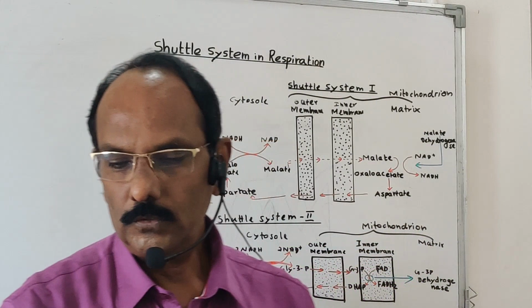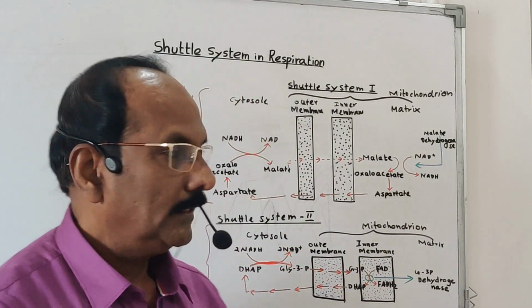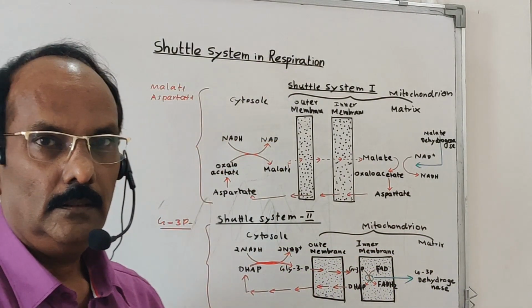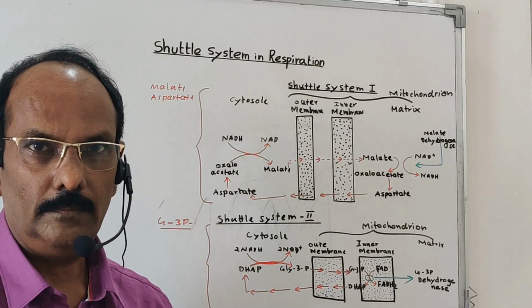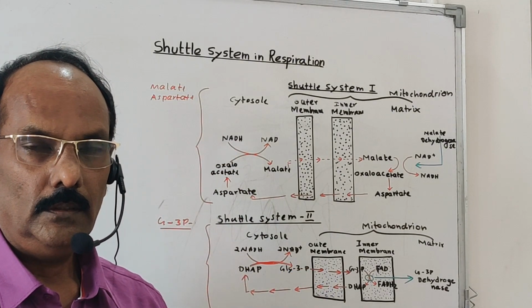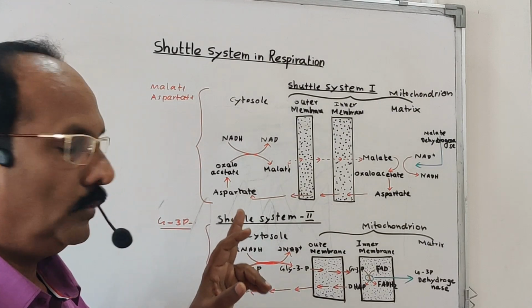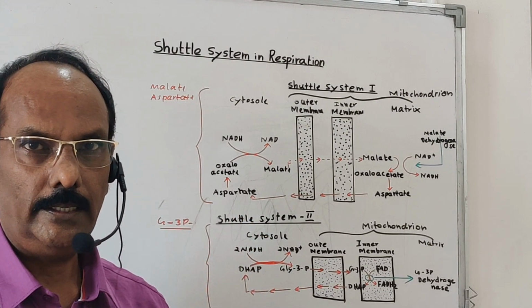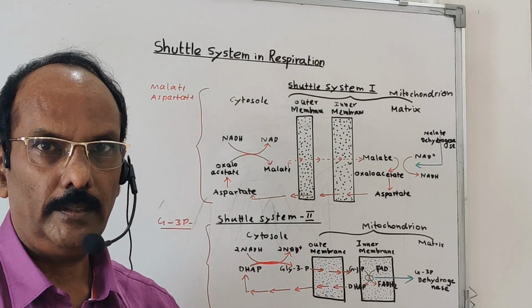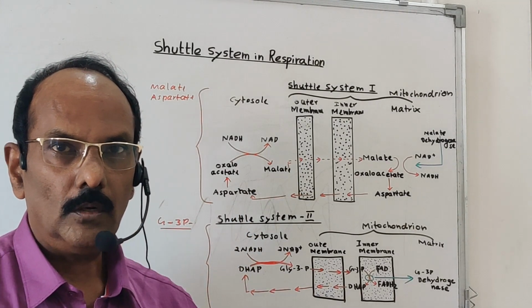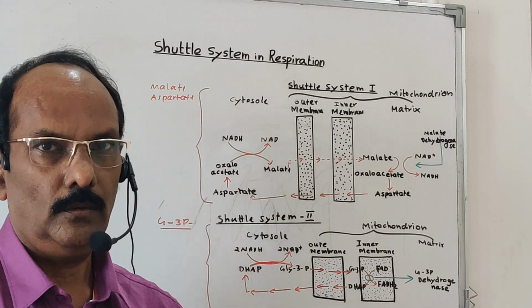All of you. So today I am going to talk about a shuttle system in respiration. So what is actually a shuttle system and what is the purpose of this shuttle system in respiration? You know, in respiration NADH2 and FADH2 take part. NADH2 and FADH2 are formed in the mitochondria, but not all the NADH2 is formed in the mitochondria.